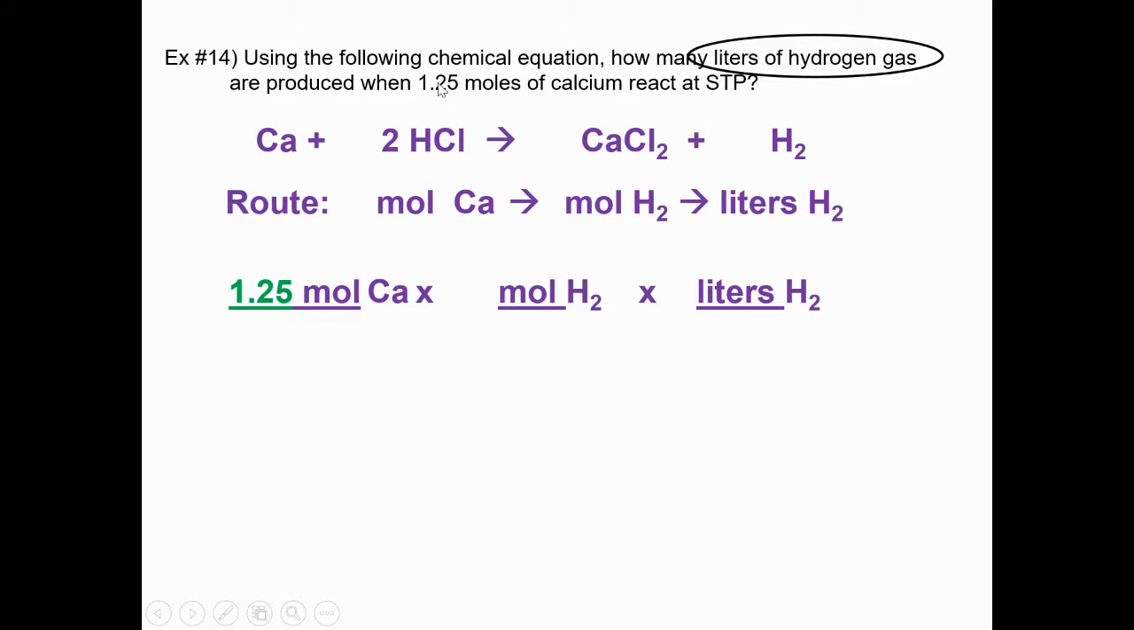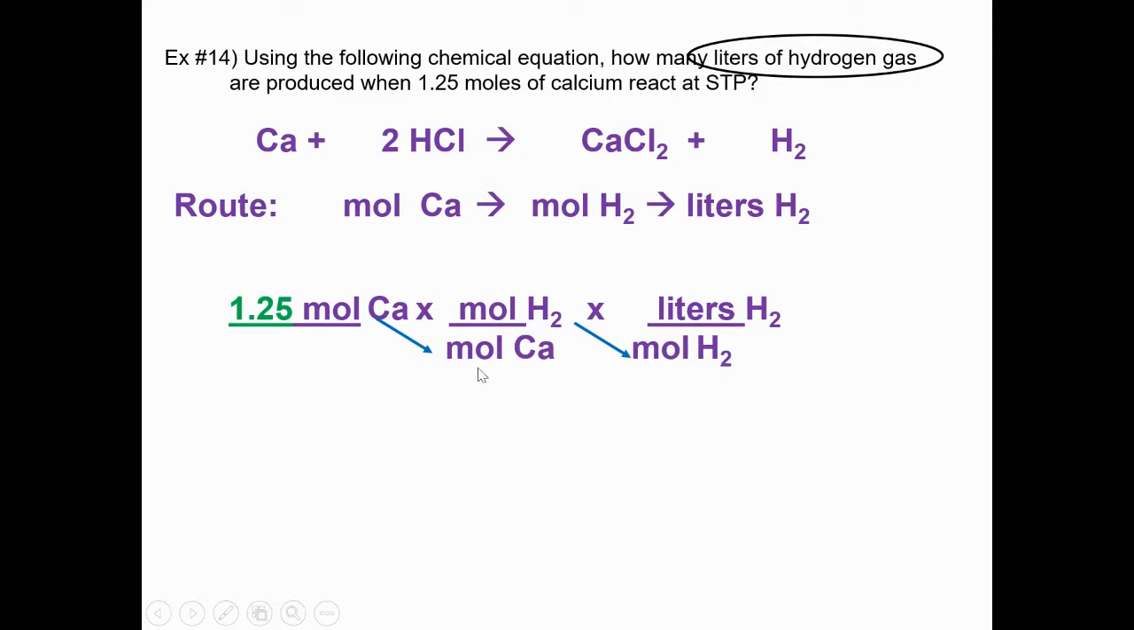So I fill in. I started with 1.25 moles of calcium. I want to convert to moles of hydrogen and then to liters of hydrogen. Previous unit always drops to the bottom. So moles of calcium goes down there, moles of hydrogen goes down there. Now I have to fill in the numbers for these conversion factors. Well, comparing mole to mole, I look up at the balanced equation. 1 mole of calcium reacts with 1 mole of hydrogen.